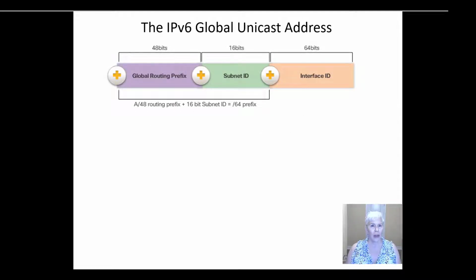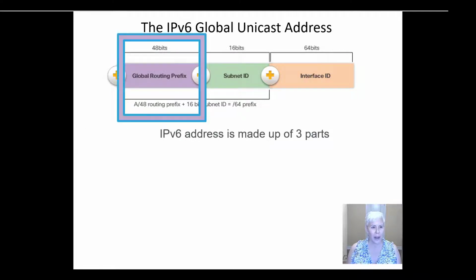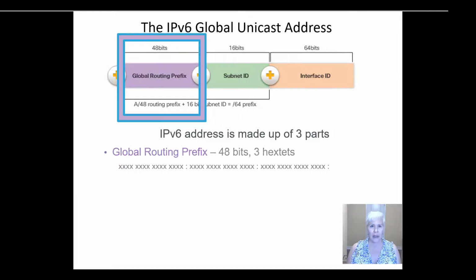It's important to realize that IPv6, unlike IPv4, is made up of 3 sections. If we contrast that with IPv4, which is made up of 2 parts, the network part and the host part, with IPv6, we have 3 parts. We have the global routing prefix, and the global routing prefix is typically made up of 48 bits, or the equivalent of 3 hextets. And remember, a hextet is 16 bits. That's how we're looking at this.